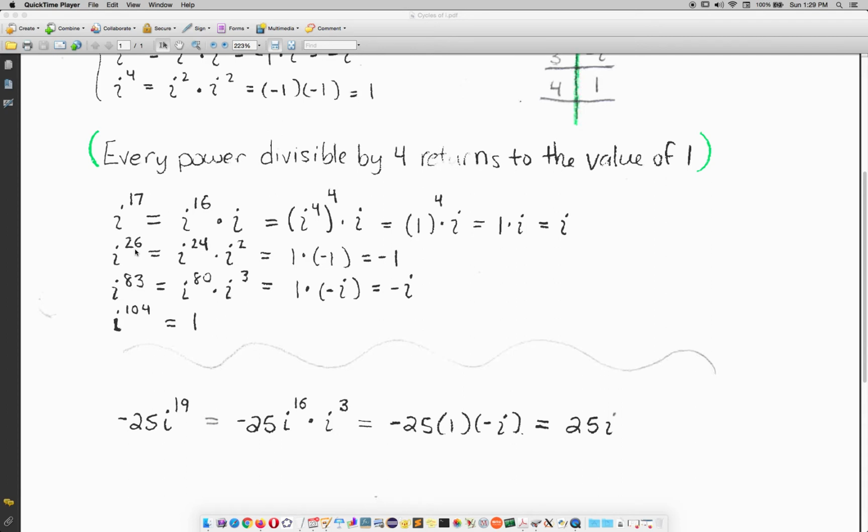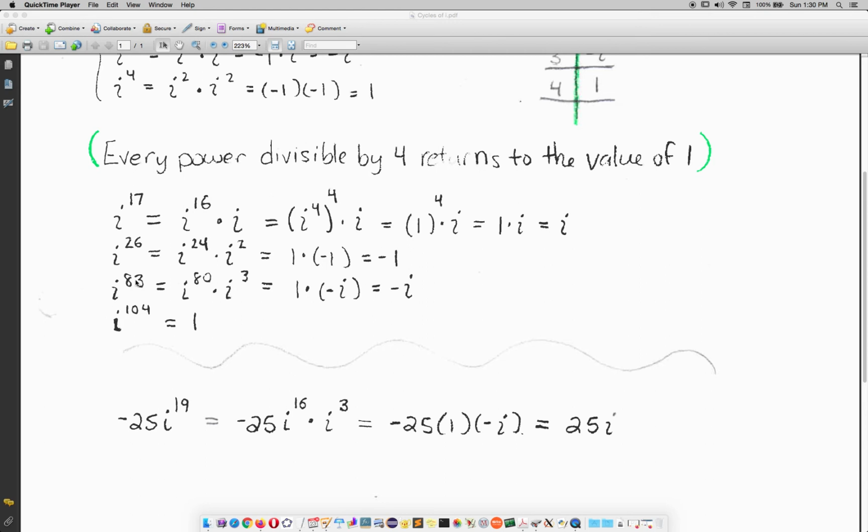Okay, how about i to the 26? Well, the largest number that's divisible by 4 but still less than 26 is 24. So i to the 26 can be broken as i to the 24 times i squared. 24 is perfectly divisible by 4, so that becomes 1. i squared is -1, and so now I have 1 times -1, which is -1. And that means that i to the 26 is equivalent to -1.